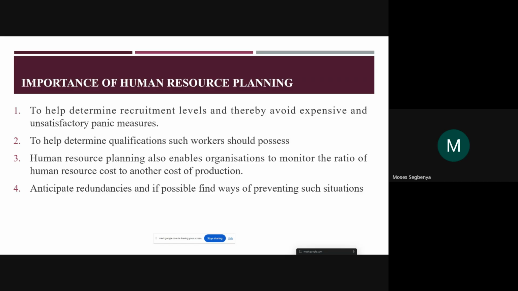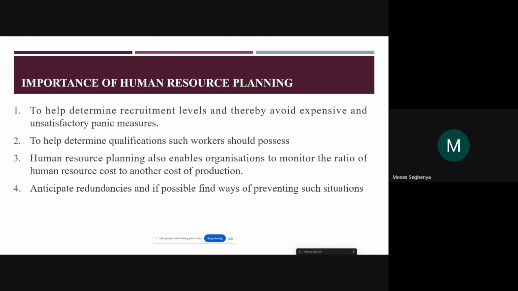Because if you bring lower qualification than the people who are retiring, you pay less, but they may not be able to do the work the way you want it to be done. If you bring higher qualification, they may do the job and do it better, but you'll be paying more for the same job that should have been done by a diploma or first degree holder. So these are issues that you should consider.